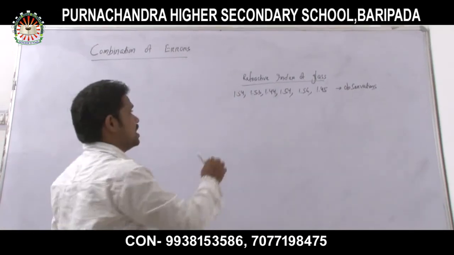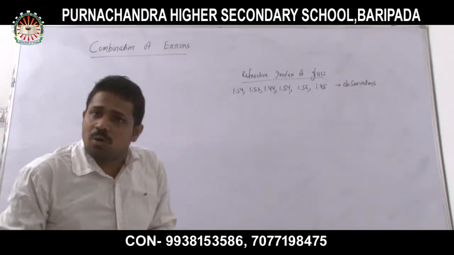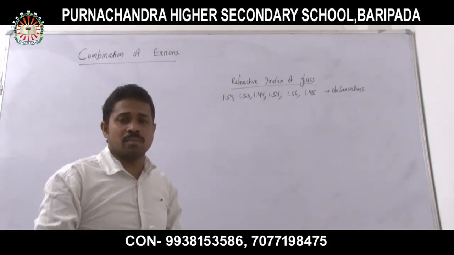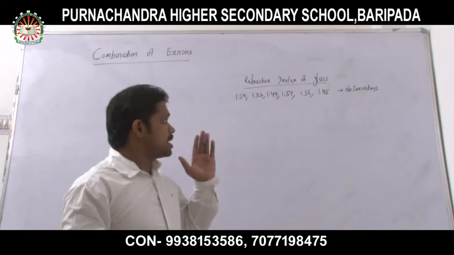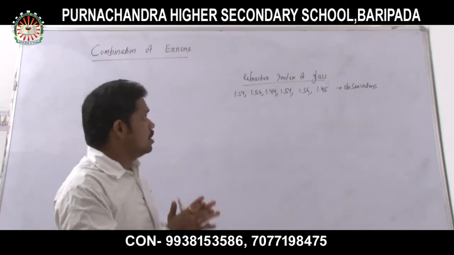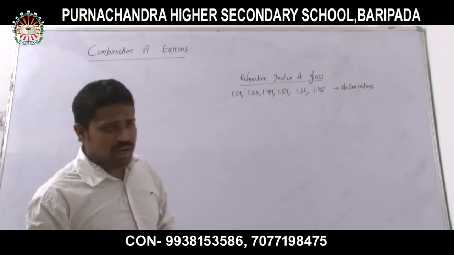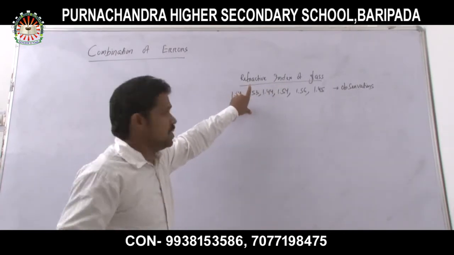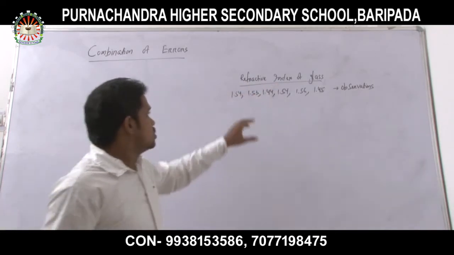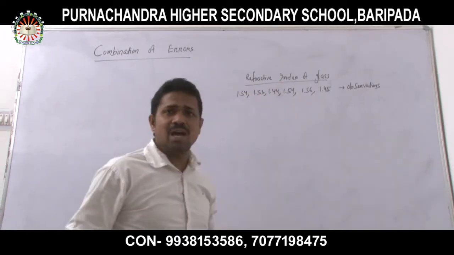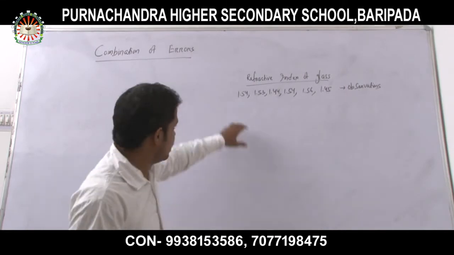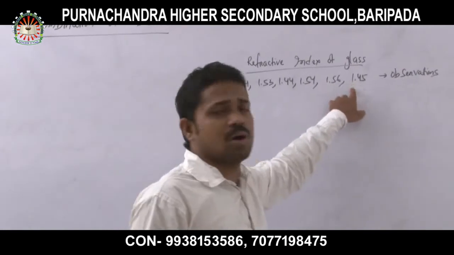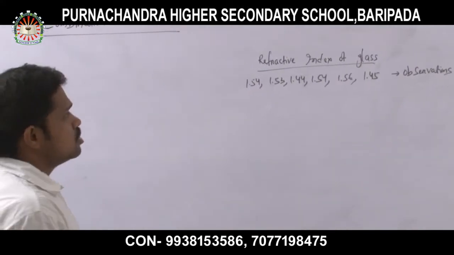Clear all of you? Which one is the physical quantity here? As we move according to the formula of random errors, first of all, we are going to find out the physical quantity. What is the physical quantity in this experiment? Refractive index. And these are the values of the refractive index: 1.54, 1.53, 1.44, 1.54, 1.56 and 1.45.